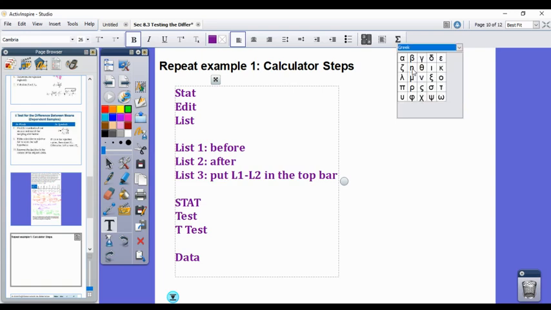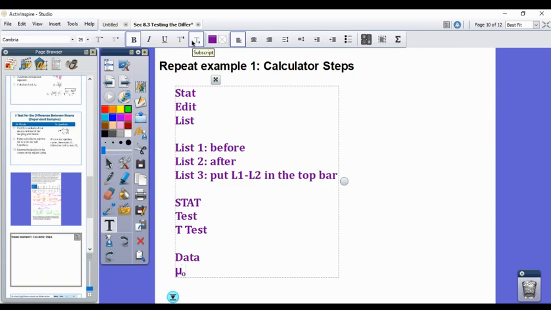So some things to keep in mind, it's probably under Greek. Yeah. Okay, so mu naught is going to be 0. Your list, you're going to put L2, L3. Your frequency, you're going to leave that as 1. And then it gives you the 3 options for your different testing. So in this case, you look at the alternative, which is less than mu naught, and then you're going to go down to calculate. Okay.